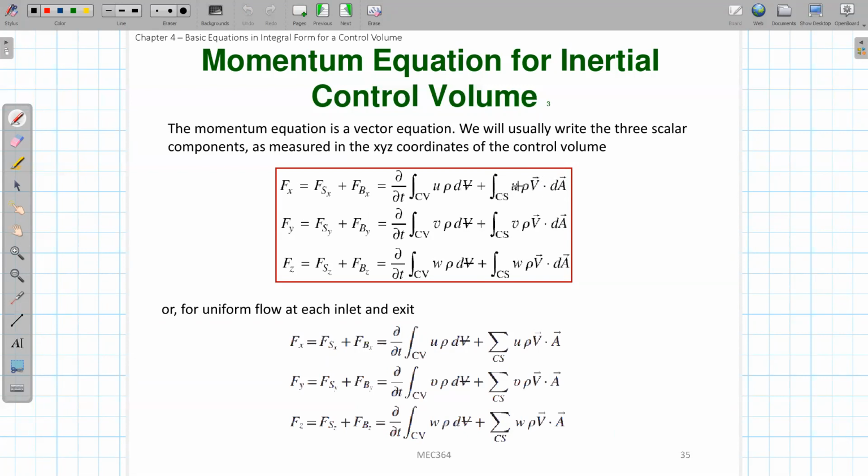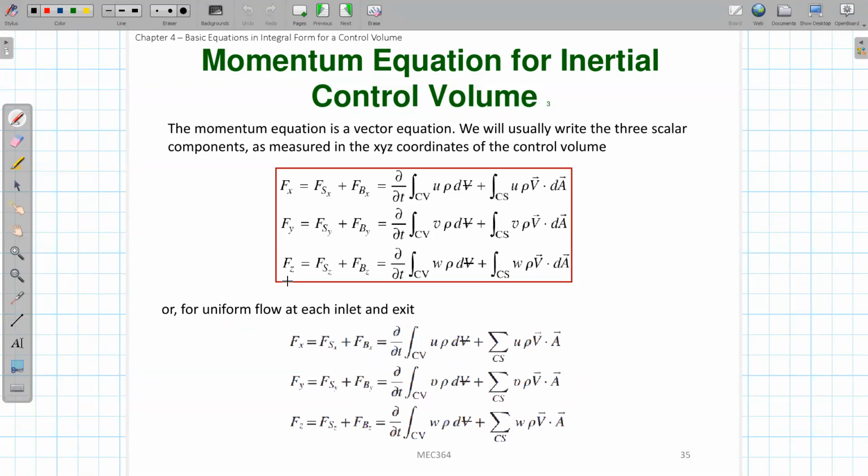So you cannot just replace this v with a smaller u, because this value is a scalar. You cannot decompose the scalar into three directions. So for this one, you still keep the vector dot product form. And similarly for the y direction and the z direction.